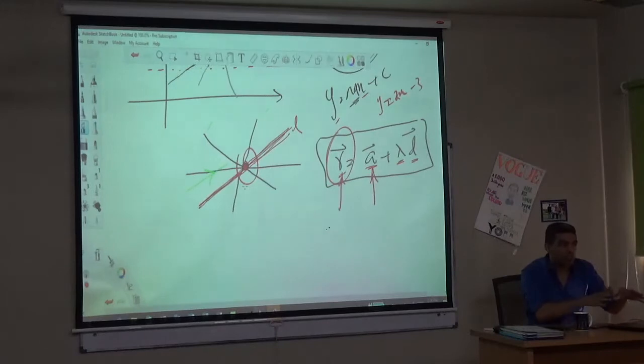Now, to find a vector equation of a line in 3D, again I need two things. One, I need a point through which it passes. I need to know the coordinates of that point, and I need to know a vector that runs parallel to my line. अगर ये दो चीजें मेरे पास हैं, I can easily form the equation of the line. Are we okay till here?